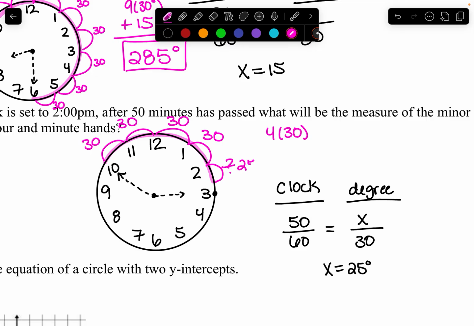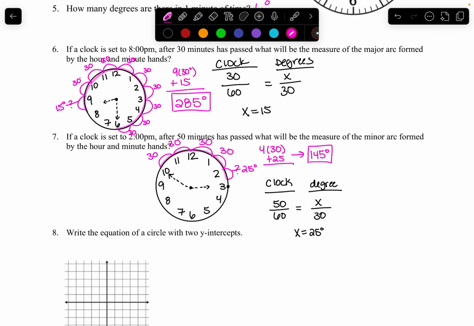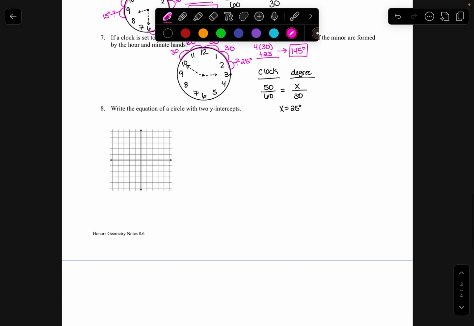So this is 25 degrees. So I've got to add 25 to this, and I'm just going to write it over here. So we've got 4 times 30 plus 25, and that minor arc is going to be 145 degrees. And that's how you do the clock problem. That looks like a 6. It's a 5. There we go. All right.